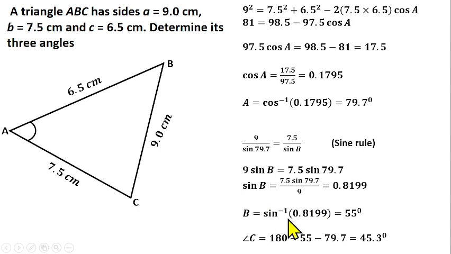Then to find angle B, you need to find the inverse sine of this. That gives us 55 degrees. So that means this angle here is 55 degrees. Then you have to look for the third angle. You can use the sum of angles in a triangle. To find angle C, we have this angle to be 79.7. You have this angle here to be 55. Add this and this together, remove it from 180. That should give us this angle to be 45.3 degrees. So you can see how we got the three angles now by applying both cosine rule and sine rule.